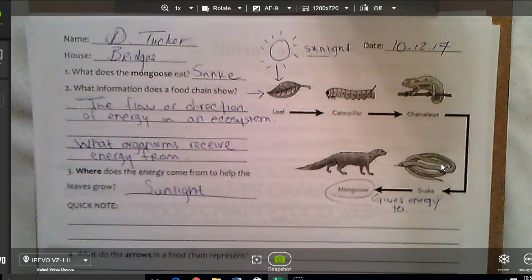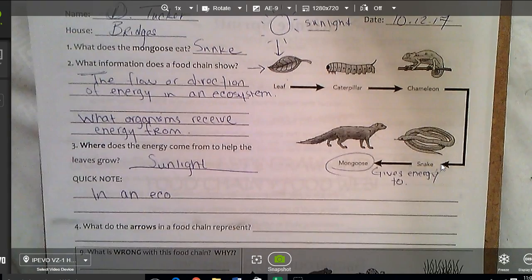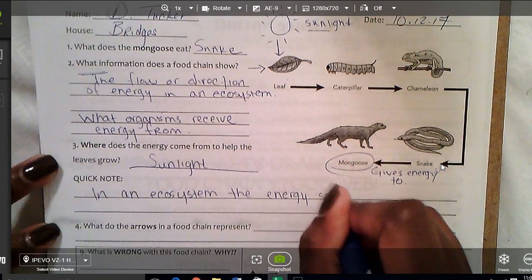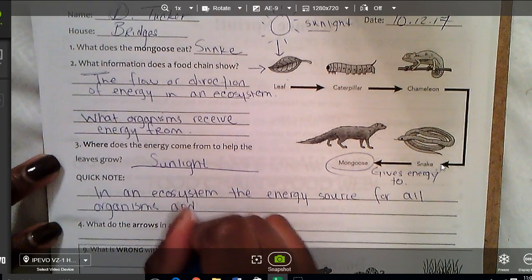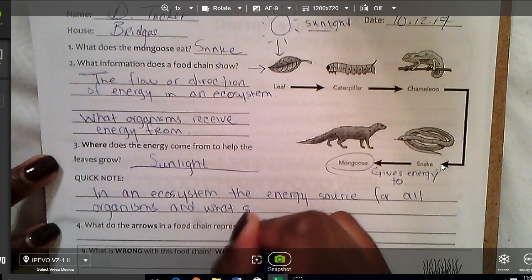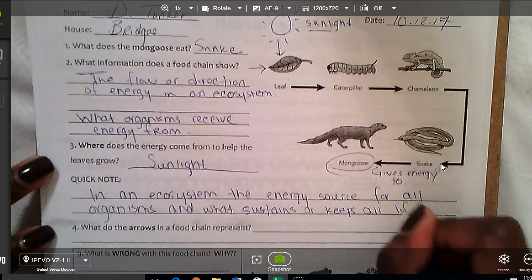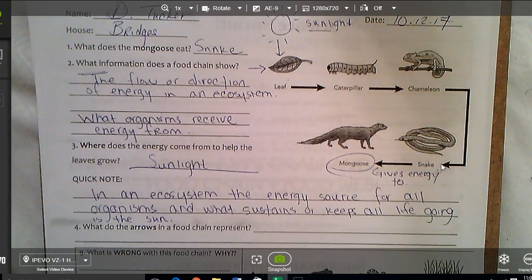Below this, we're going to take some quick notes or some college notes. What I actually want you to write down is that in an ecosystem, and if I'm going too fast, you can pause the video at any time to write things down that I may have already covered. In an ecosystem, the energy source for all organisms and what sustains or keeps all life going is the sun. You're going to see over and over throughout the next couple of weeks, and even on your assessment, this question of what is the energy source for this ecosystem? You should always know it's the sun.